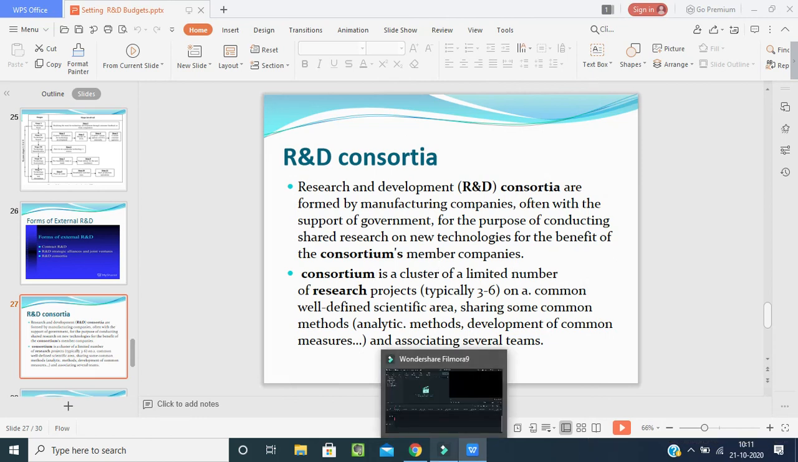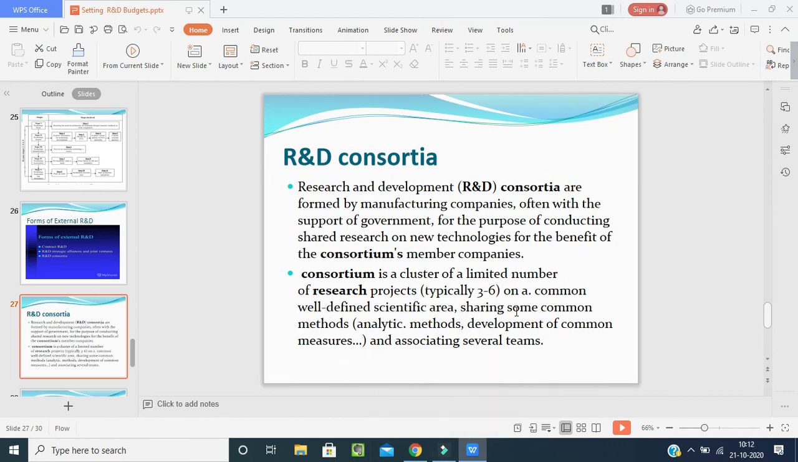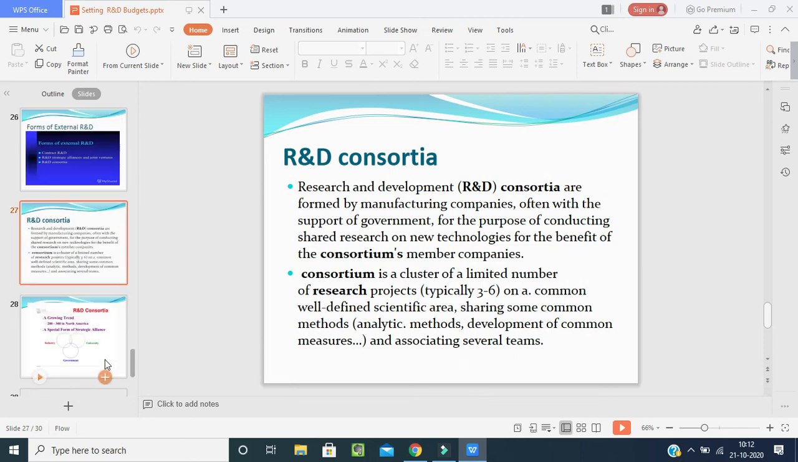The consortium member companies will tie up with the government, and they will conduct research with the help and support of the government, and it will benefit the consortium's member companies. So this consortium is a cluster of a limited number of research projects, typically 3 to 6, on a common, well-defined scientific area, sharing one common method like analytic methods, development of common measures, and associating several teams. With the help of several teams, they will analyze, select one method, and develop common measures. All these things take place in the R&D consortium.